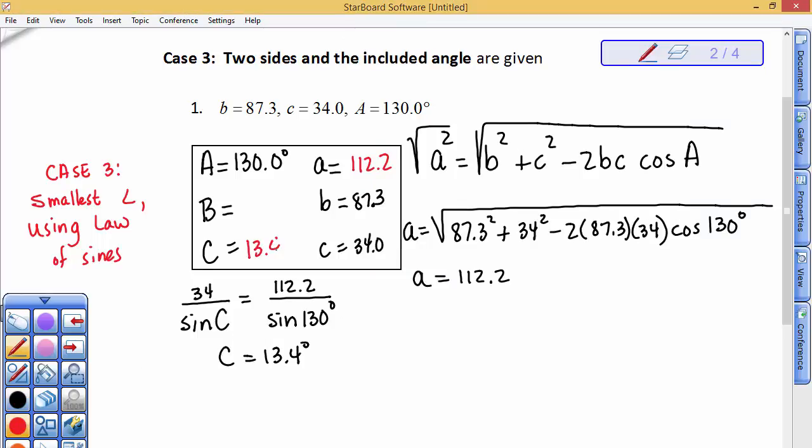From that, I can add these two up and subtract from 180. So they add up to be 143.4. So angle B is probably 36.6 degrees. Again, you can use law of sines to check this.